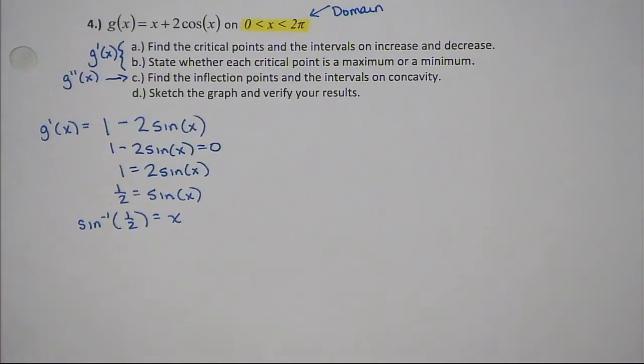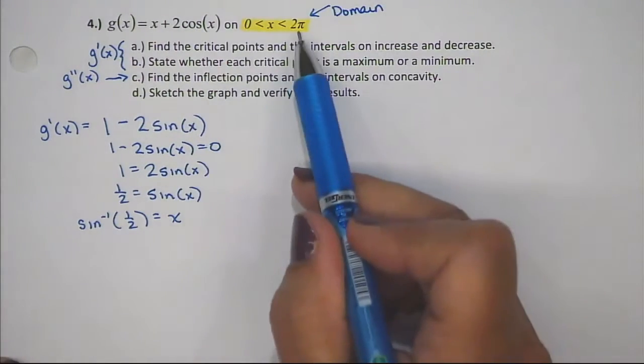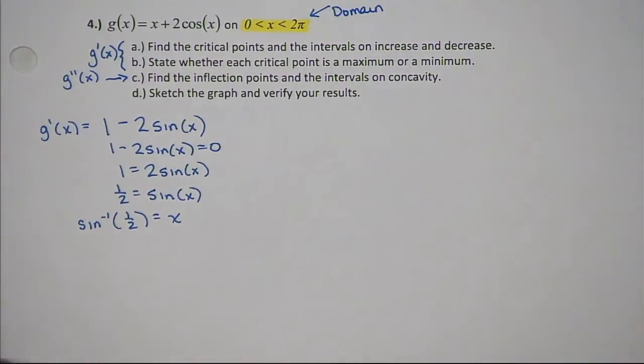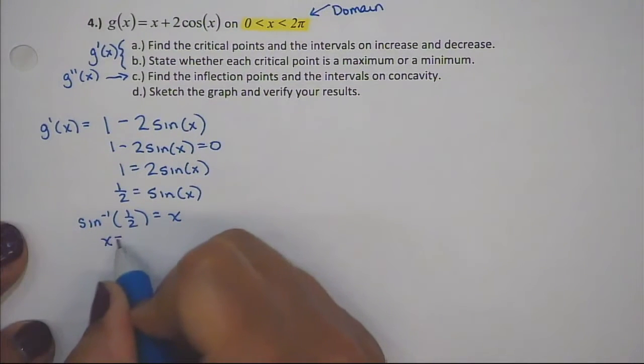All right, so where between 0 and 2 pi is the sine equal to 1/2? So what angles have a sine of 1/2 that's above the x-axis? So that would be at pi over 6 and 5 pi over 6, right? At 30 degrees and at 150 degrees. All right.